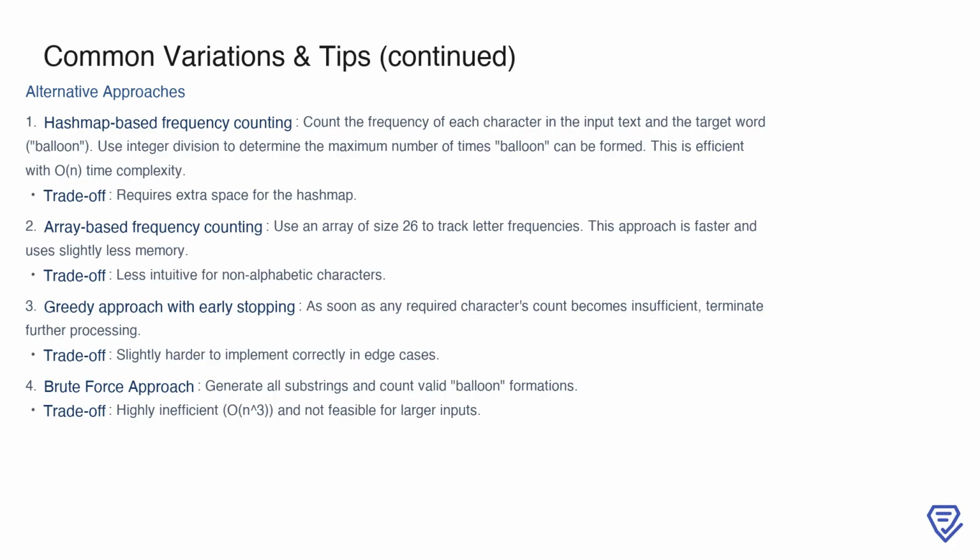Another technique is a greedy approach with early stopping. In this method, as soon as you detect that any required character is insufficient, you terminate further processing. While efficient, it can be tricky to implement correctly when considering edge cases. Lastly, there's the brute force approach, where you generate all substrings and count valid formations of balloon. While conceptually simple, this method is highly inefficient with a time complexity of O(n cubed), making it unsuitable for larger inputs. Each approach has its trade-offs, and the choice depends on the constraints and context of the problem.